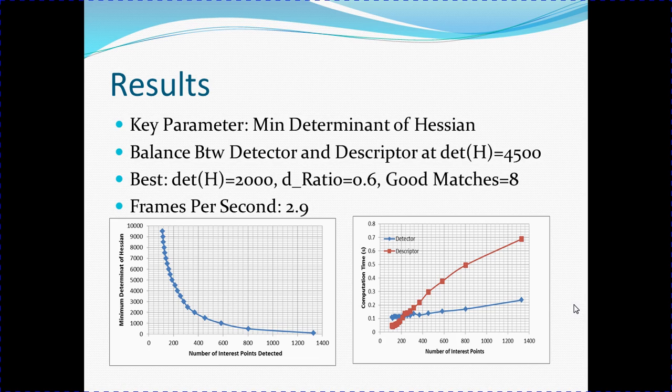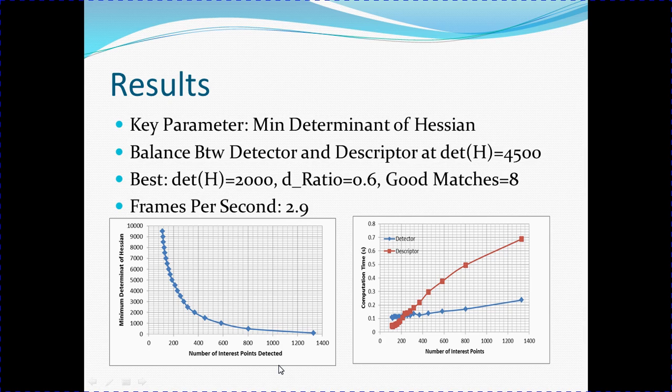There were several parameters that had to be determined experimentally for this object recognition task. The main parameter that had the greatest influence was the threshold set for the determinant of the Hessian. A minimum threshold was used to determine the number of interest points found. The number of interest points dramatically decreased as the minimum determinant was increased, and we can see that presented right here.